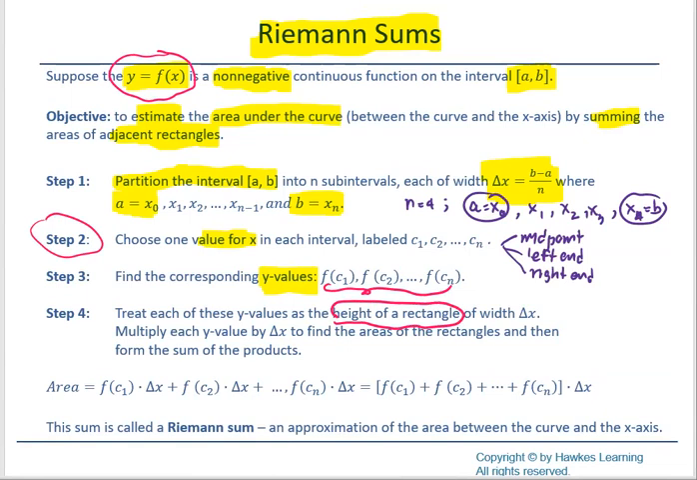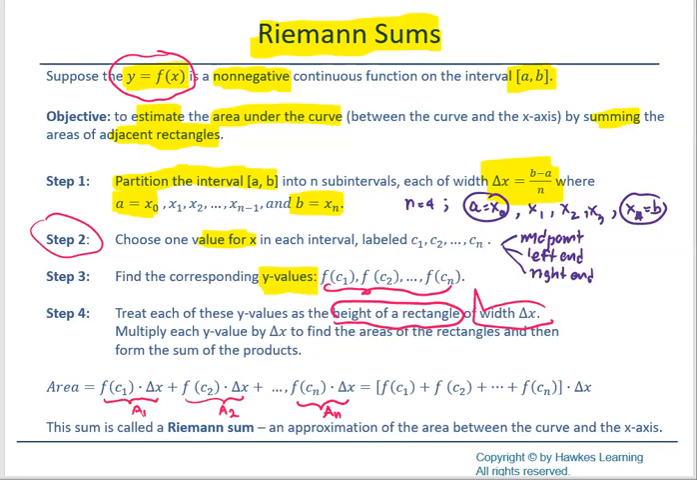And then to form the area, you multiply the height and the width, which is the function value and the delta x. Okay, after you get that, you add them all up like this. The area, f at c1 times delta x, that's the area of the first rectangle, plus the area of the second rectangle, plus all the way until the area of the nth rectangle.